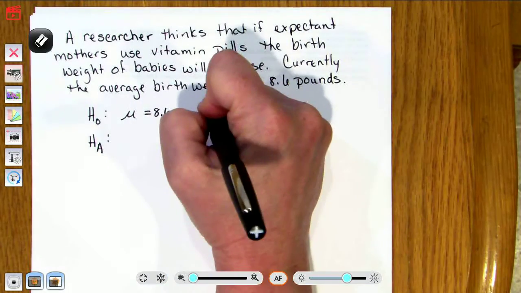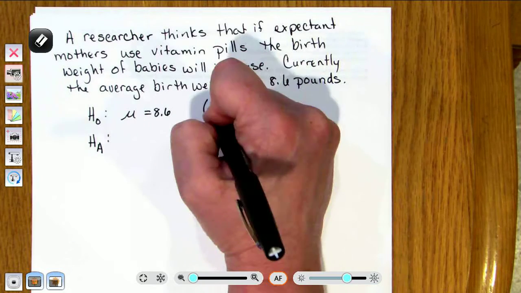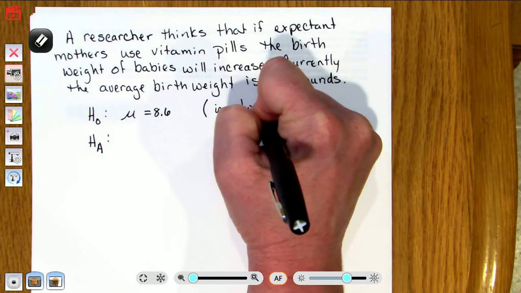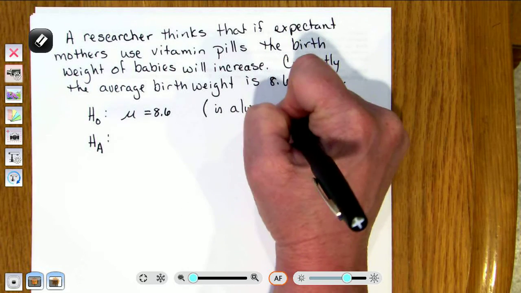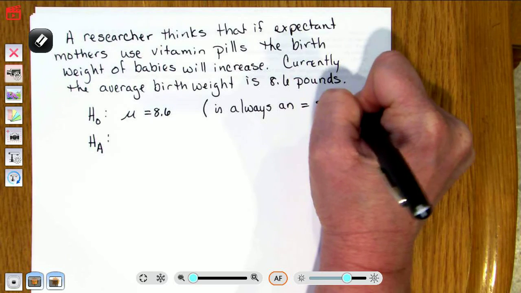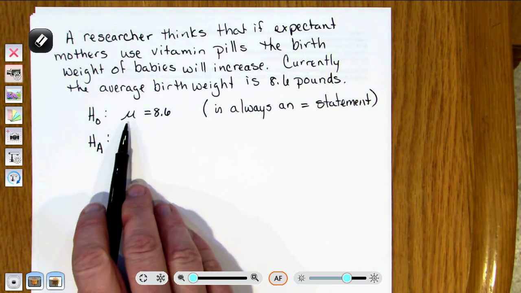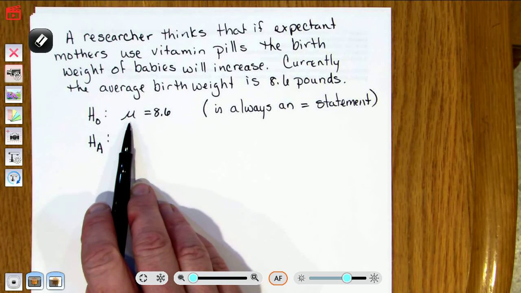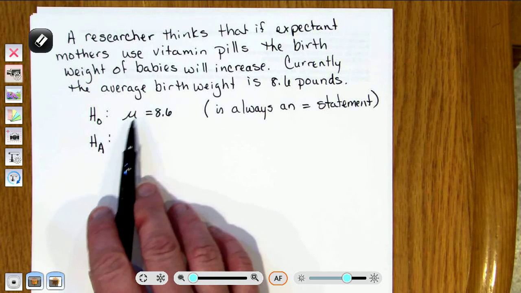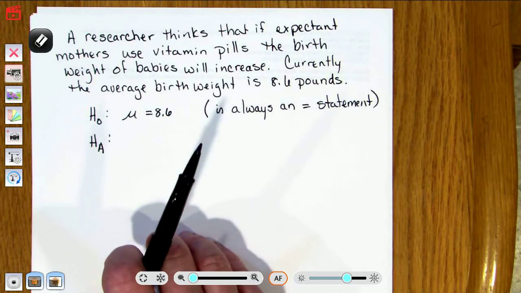I will put in parentheses here just to help you remember that this first statement is always going to be an equal statement of some sort. So what we will see is some sort of parameter, in this case our mean. We might be talking about proportions. If we were talking about proportions, we would see a p. Those will be the only two cases we're going to talk about in this class.